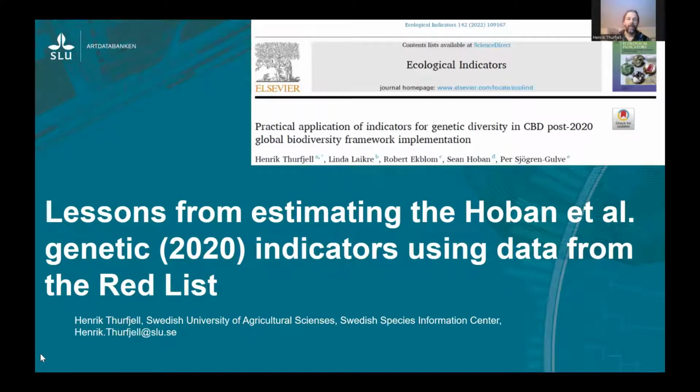I work at the Swedish University of Agricultural Sciences, and today I will talk about lessons from estimating genetic indicators using data from the Red List in Sweden. This was suggested by Hoban et al. in 2020, and our study was published this summer, as can be seen above.